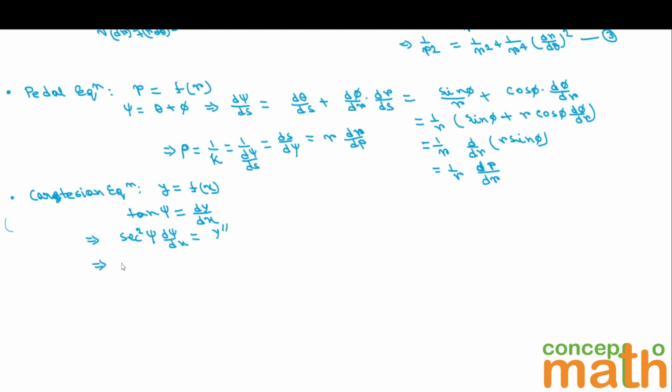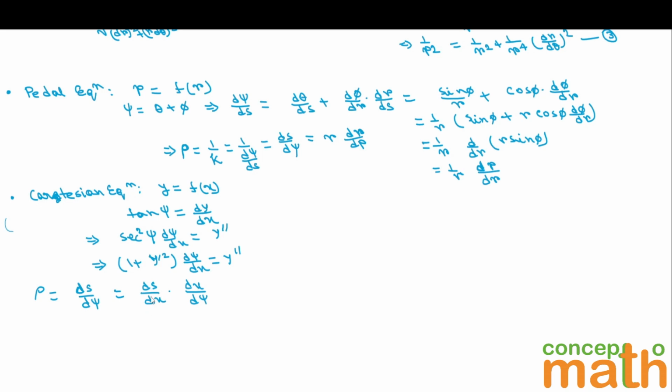Now sec square psi can be written as 1 plus tan square psi, that means 1 plus y dash square into d psi dx is equal to y double dash. Now the radius of curvature, which is rho, we know that its value is ds d psi. Okay, so this can be written as ds dx times dx d psi using the chain rule.